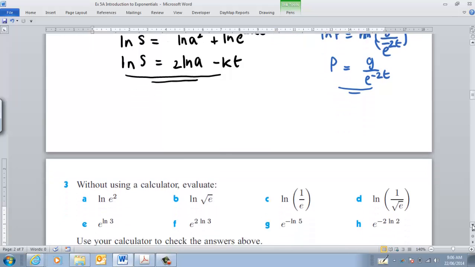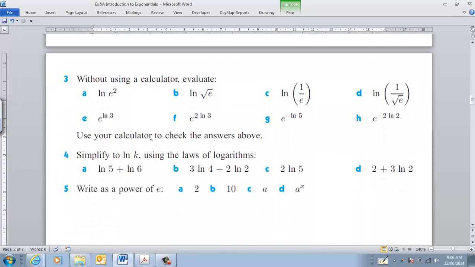Obviously, these are really crucial things to understand what's going on. So without using your calculator, evaluate that. Well, we know that these things are simply cancelling each other out. So if I've got e to the ln of 2, then that answer is simply 2. If I had something like number f, that's going to be e to the ln of 3 squared. So that's going to be 3 squared, which is 9. Remember using a power rule. These are the same rules that we were using last year when we were using logs.